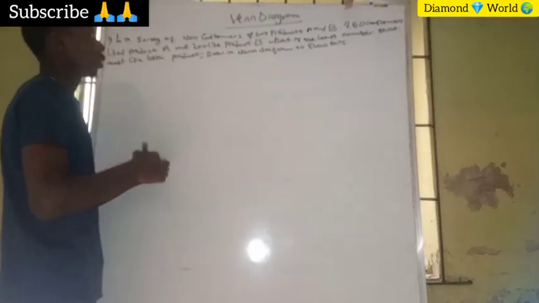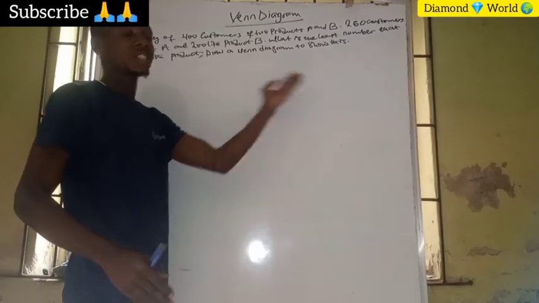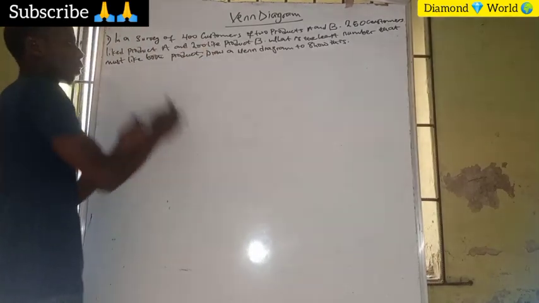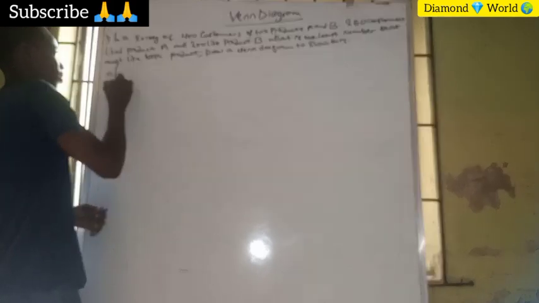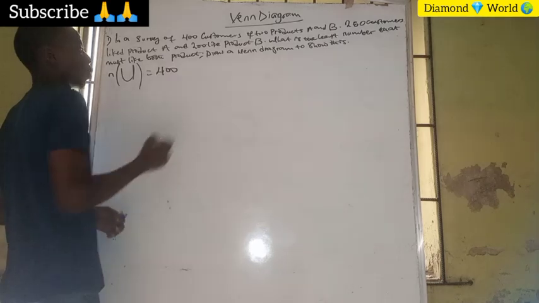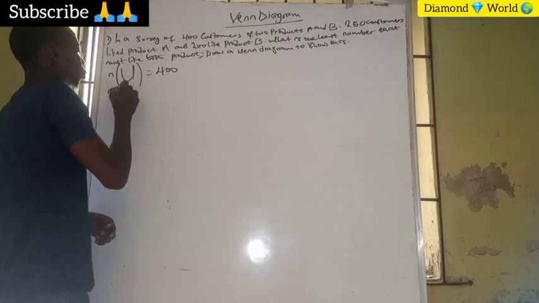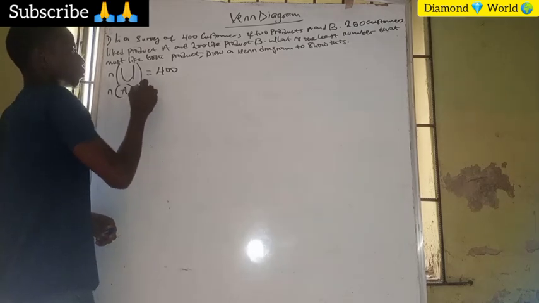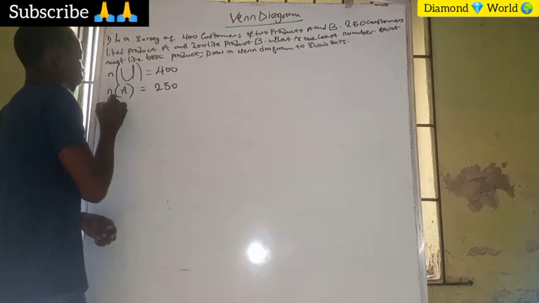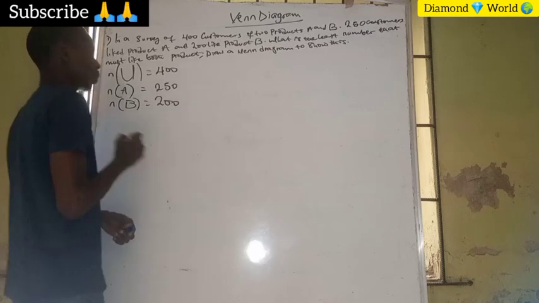Now, every value that you are given in each place. The first thing we are given is customers, and this is our universal set, 400. Number of A products, it's 250. Number of B products, it's 200.